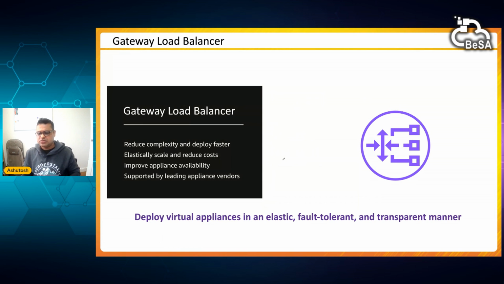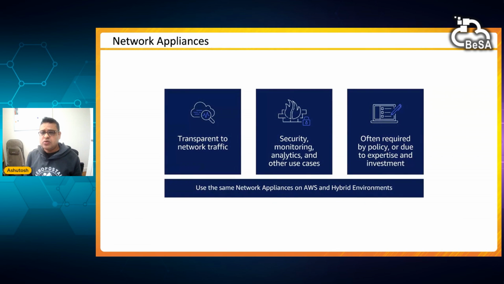Now the gateway load balancer is actually to front your appliances. What is a network appliance? In the traditional sense, in your on-premise environment, you used to have some sort of proxy, or Checkpoint firewall, Cisco firewalls, FortiGate firewalls, and those sort of appliances, something for logging, something to monitor, an IPS system, intrusion prevention system, intrusion detection system. These are appliances.